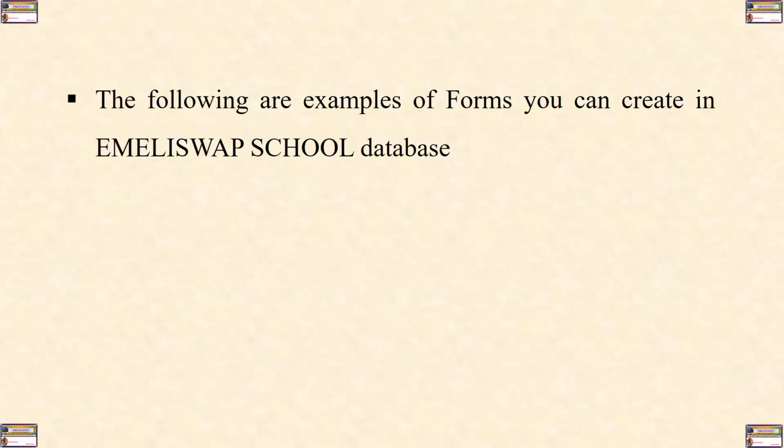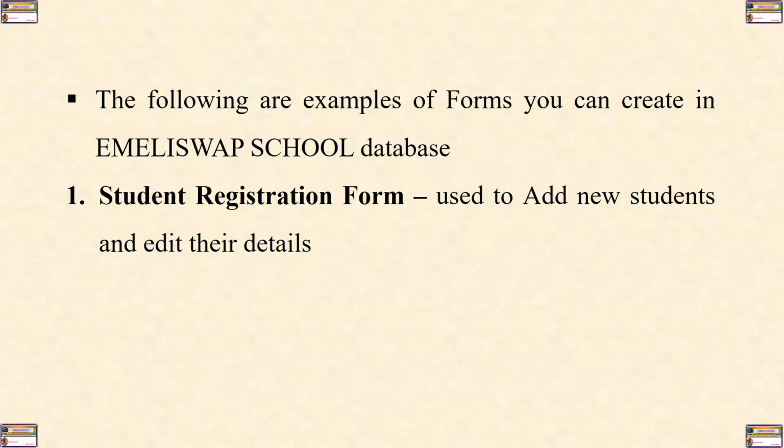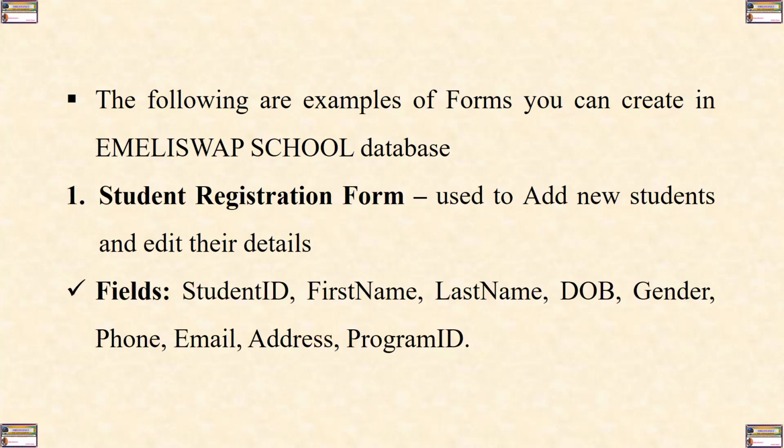So, my dear students and the rest of the learners, once you have understood what forms are, the importance of forms, and how to create forms, then in our database, we are going to create a number of forms. These forms include number 1, the student registration form. This form can be used to add new students and edit their details. The fields we are going to include are student ID, first name, last name, date of birth, gender, phone, email address, and the program ID.